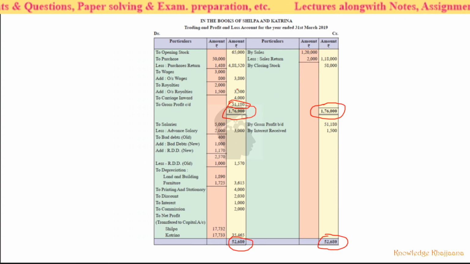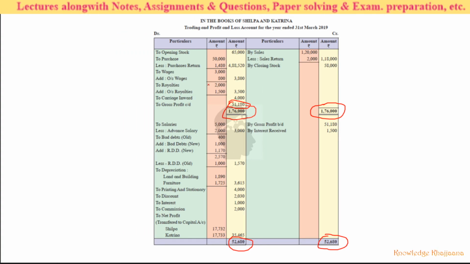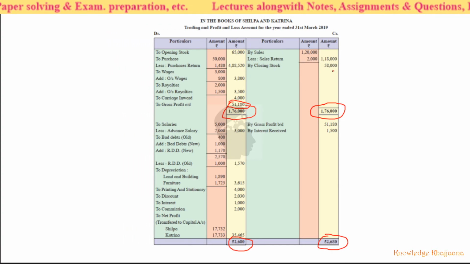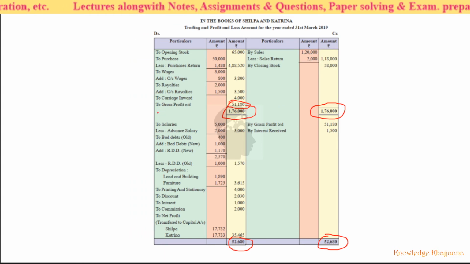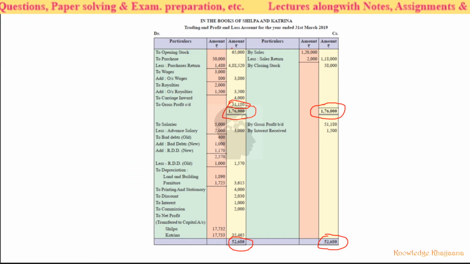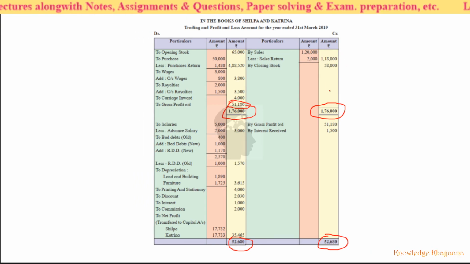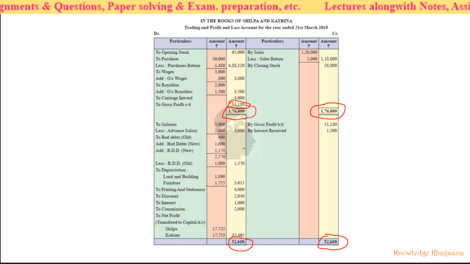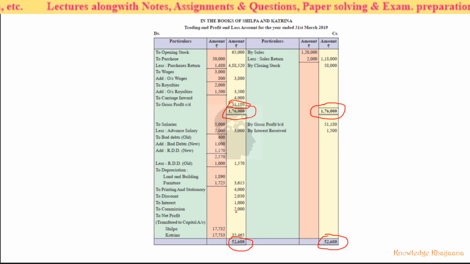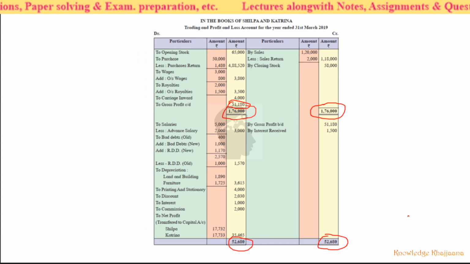We always calculate the total first, and then we deduct the lesser or smaller size of the total from the bigger size of the total. How we get the gross profit? We get the gross profit by deducting the total of all the items of the debit side from the total of all the items of the credit side. Similarly, we get the net profit by deducting all the items of the debit side from all the items of the credit side. Okay.